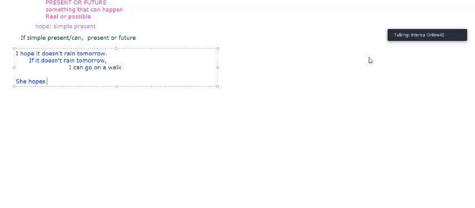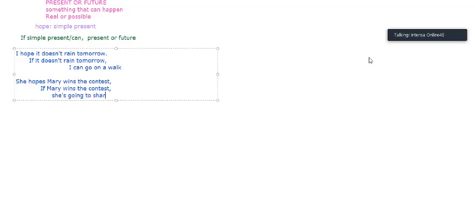She hopes Mary wins the contest. If Mary wins the contest, let's use future. She's going to share the prize money. So as you can see, in a conditional that can happen, we always use simple present, and then in the consequence we use any present or future, including modals.